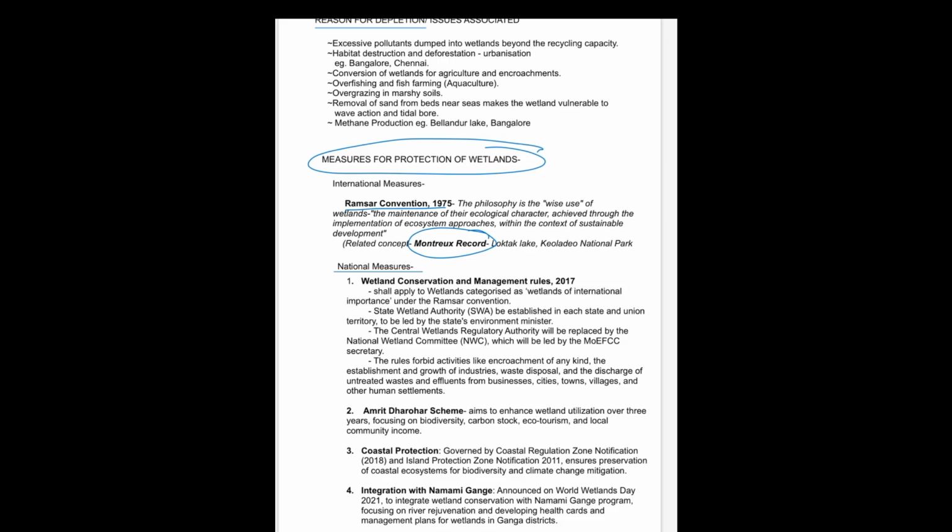Clear? Then what are the national measures? We have the Wetland Conservation and Management Rule 2017. This shall apply to wetlands of international importance under the Ramsar Convention. Two bodies will be formed, the State Wetland Authority and the Central Wetland Authority. What does this say? The rules forbid activities like encroachment of any kind, establishment and growth of industries, waste disposal, etc.